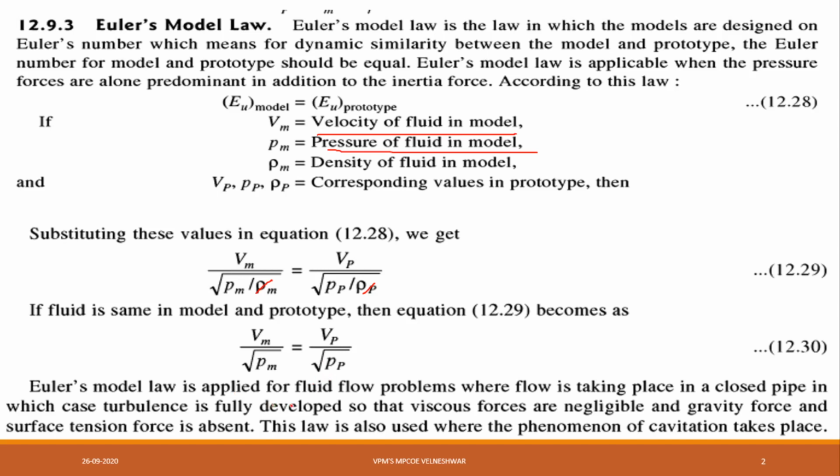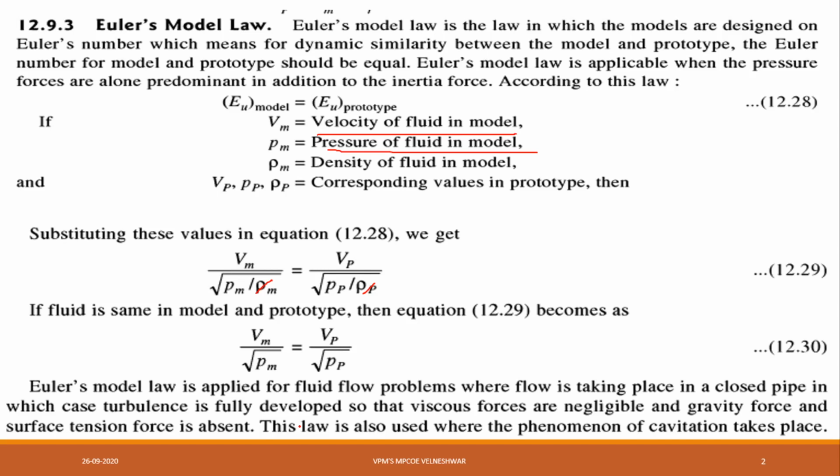Now Euler's model law is applied for fluid flow problems where the fluid flows in a closed pipe, in which case turbulence is fully developed so that viscous forces are negligible, and gravity force and surface tension are absent. So when the pipe is closed, viscous force, gravity force and surface tension will be absent. In that case we have to prefer this type of problem.